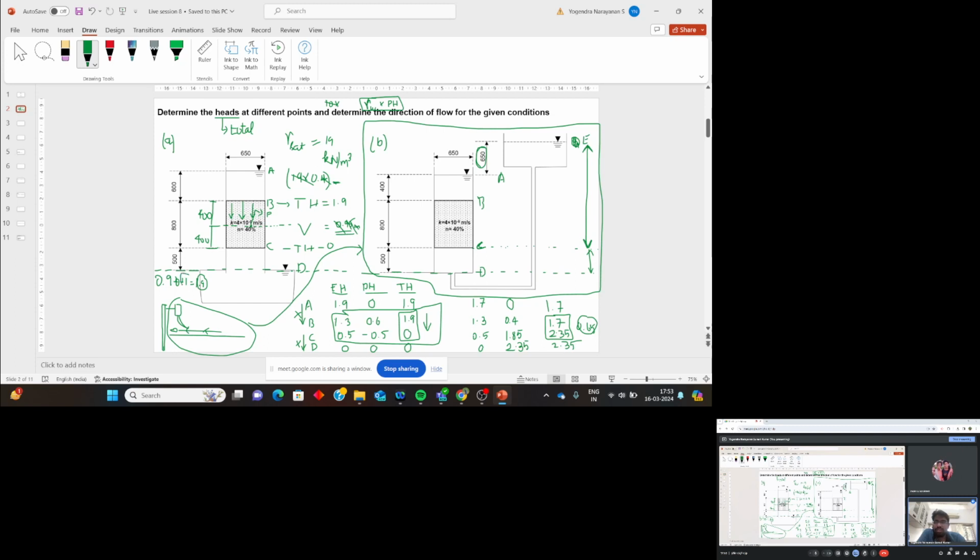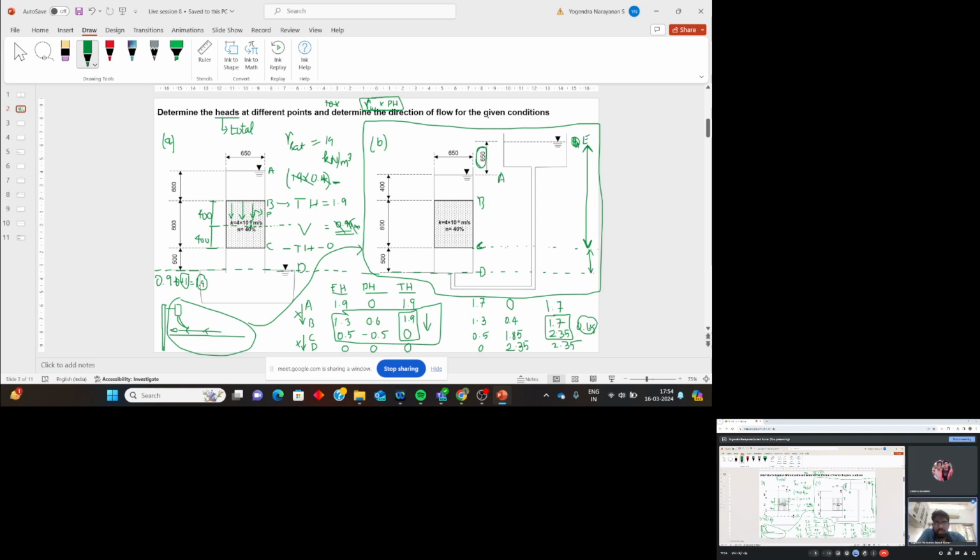So the pressure head you have calculated is not the correct pressure head. Correct. So how you calculate pressure head is you have to calculate the total head at this point and subtract the elevation head.